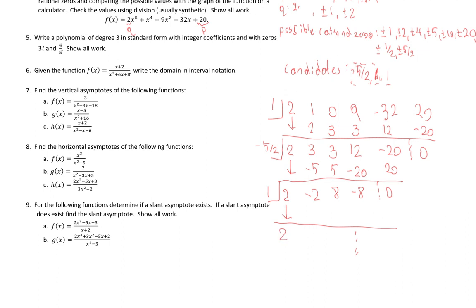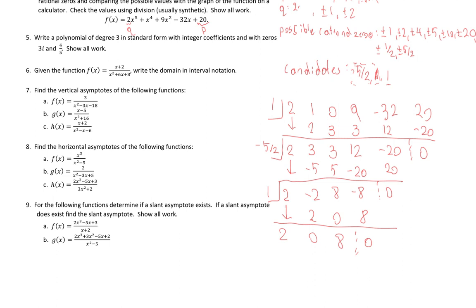So 2 times 1 is 2. Add those together, 0. 0 times 1 is 0. Add those together, you get 8. 8 times 1 is 8. Add those together, you get 0. So 1 was a repeated root. So that means that our multiplicity will be at least 2.